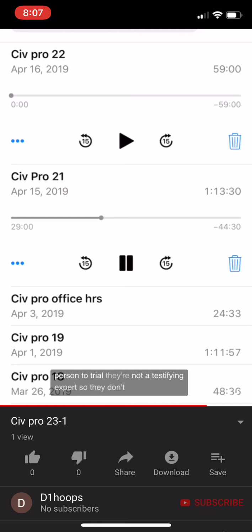They're not a testifying expert, so they don't fall under Rule 26(b)(4)(B). Which I forgot to mention, Rule 26(b)(4)(B) was changed. There were amendments made to the rules in December 2010. So now it's 26(b)(4)(D), as in dairy. So it changed.